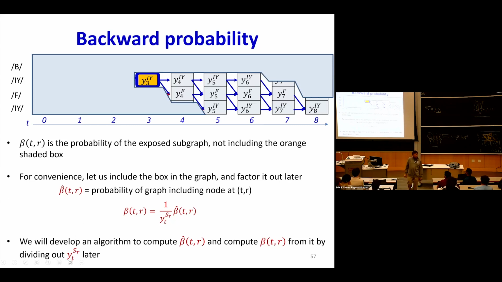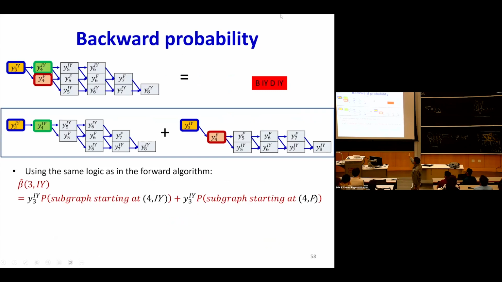Now let's look at what happens here. Any path going from y3e to the end must either go through y4e or through y4f. Only two possibilities, correct? Now again, the probability of all paths from y3e to the end, I'm calling this beta 3e. Now beta 3e, using the same logic, is going to be y3e times the probability of all paths from here to the end, plus y3e times the probability of all paths from here to the end. Make sense?